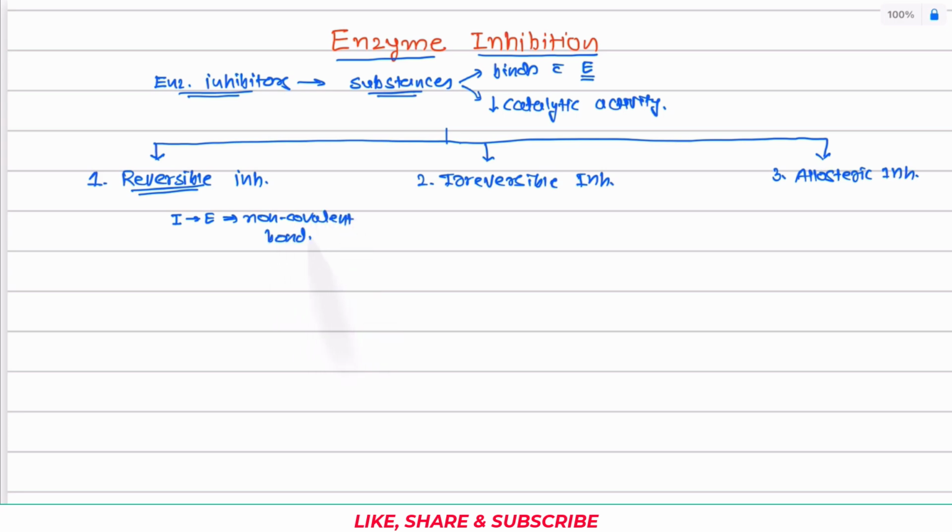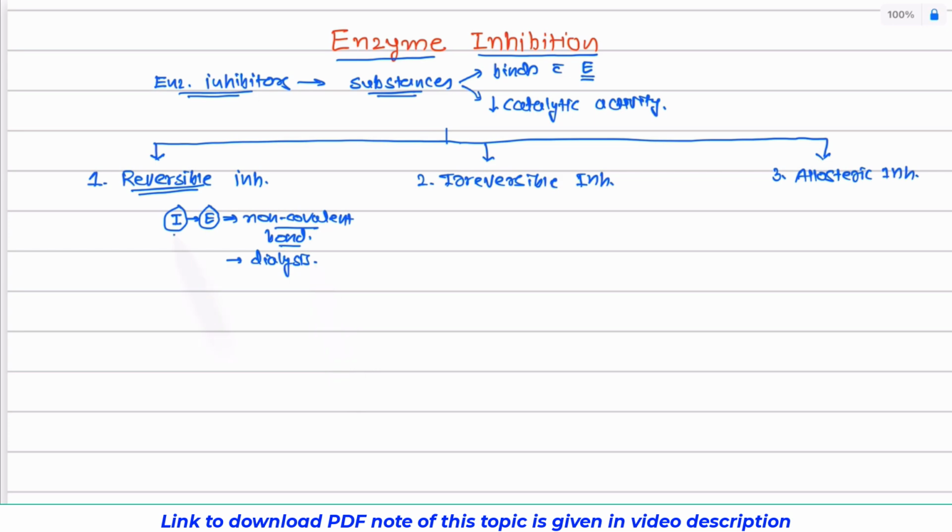We know that non-covalent bonds are weak bonds. So this inhibitor molecule can be easily separated from this enzyme molecule. And there is one procedure, dialysis, by which we can separate the inhibitor from the enzyme molecule.